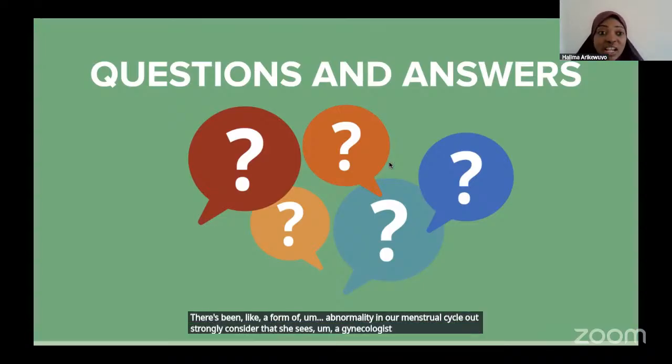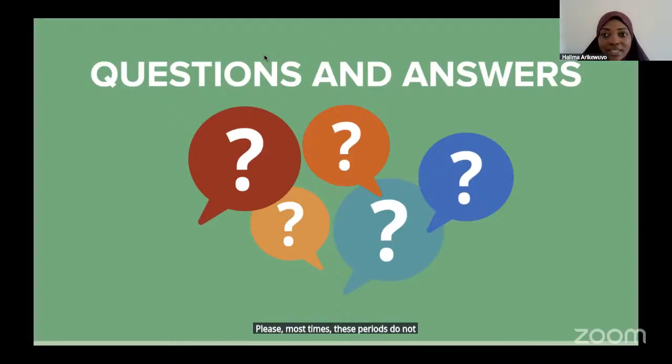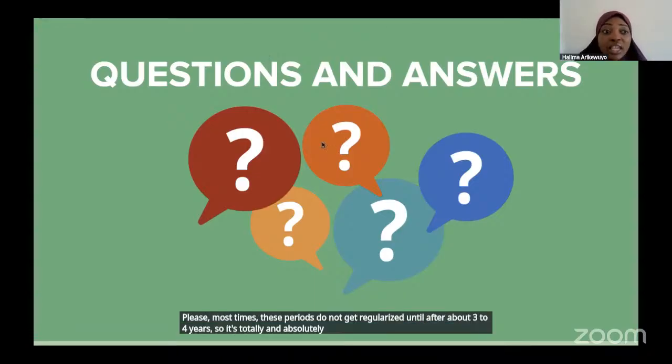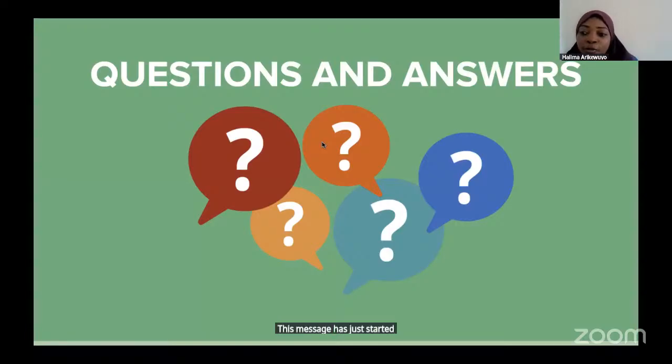These are specialists that deal with things like this. But again, I'm just putting it out there. If we have adolescent girls that have just started their period, please, most times these periods do not get regularized until after about 3 to 4 years. So it's totally and absolutely normal to have the irregularities before they gain regularity. So if this menses has just started and you're viewing this irregularity, this is totally normal.